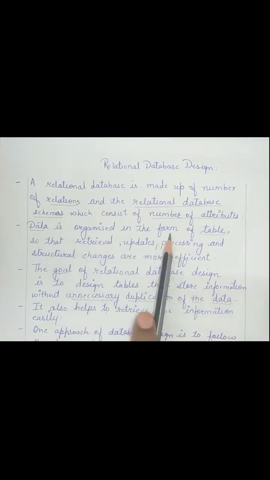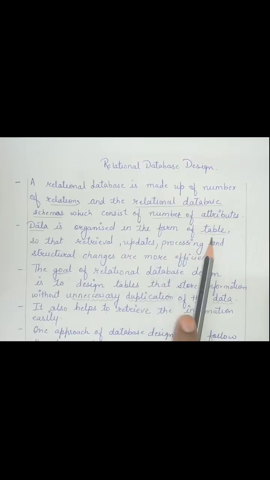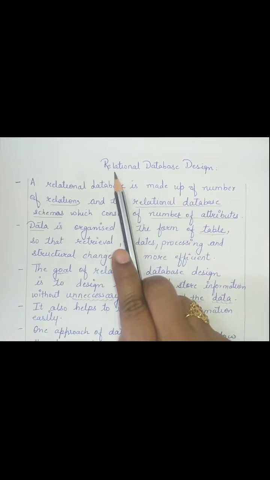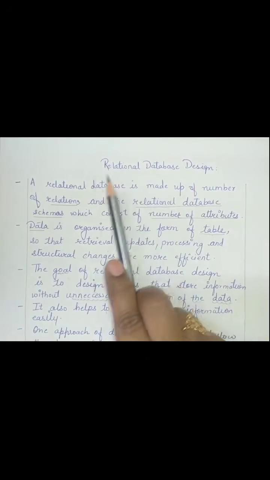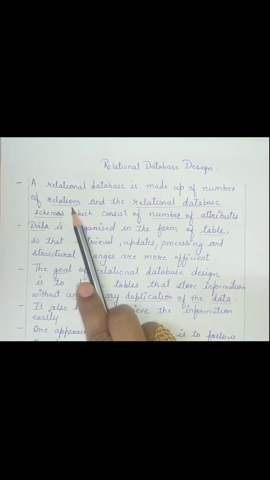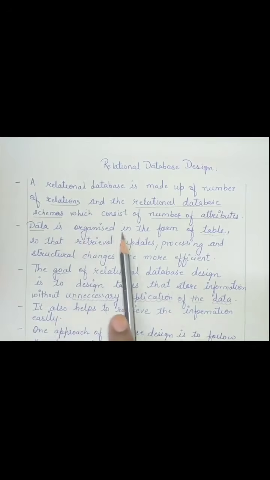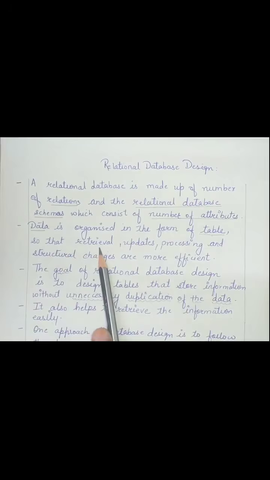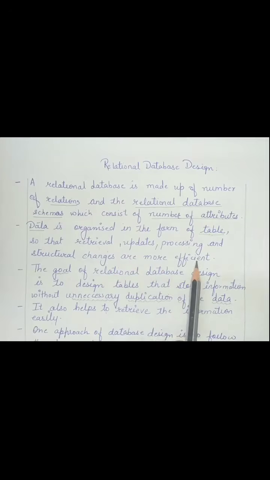Data is organized in the form of tables. Why do we say data is organized in the form of tables? Since the topic is relational database design, and relational comes from relations, right? And the other word for relation is nothing but table. That's why here we say data is organized in the form of tables, right? So that the retrieval of data, the updation on data, the processing on data and structural changes are more efficient when we work on tables, right?